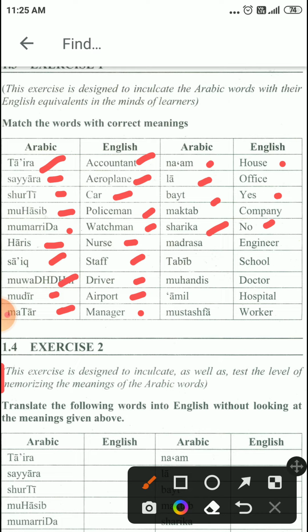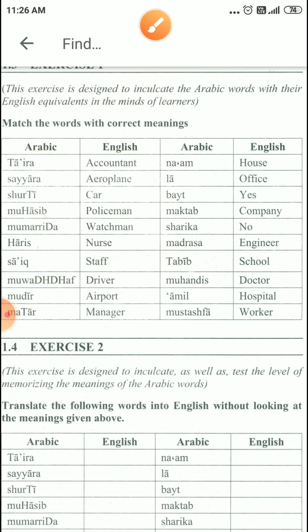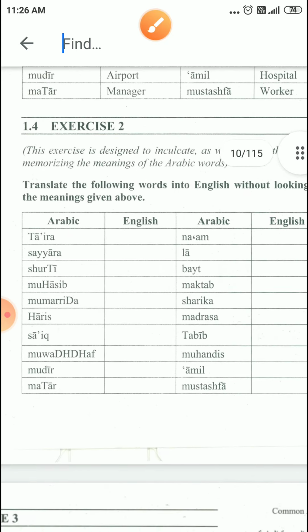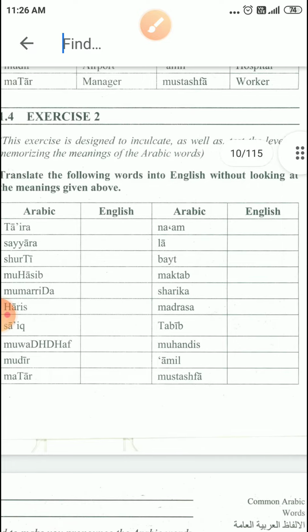Sharika means company. Madrasa means school. Tabib means doctor. Mohandis means engineer. Amil means worker. Mustashfa means hospital. After this is second exercise. In this exercise, we have to translate Arabic words into English.